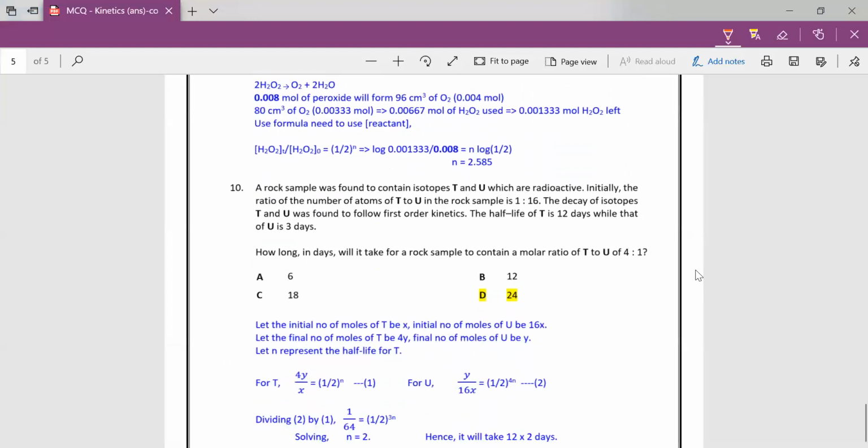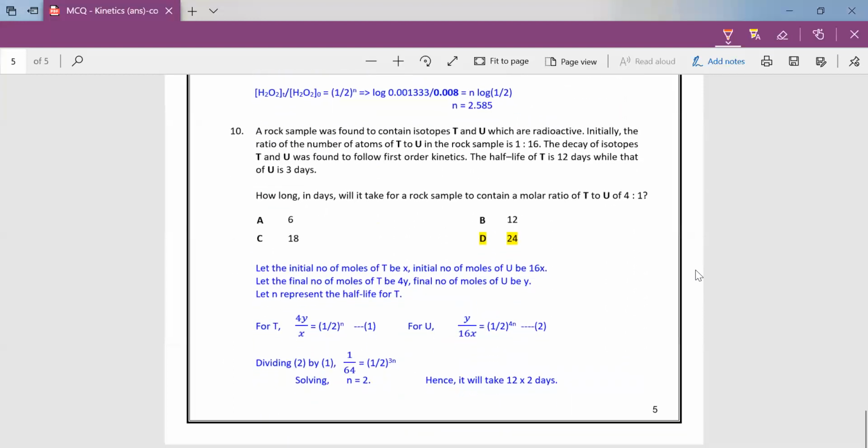Last question. A rock sample was found to contain isotopes T and U, which are radioactive. Initially, the ratio of the number of atoms of T to U is 1:16. Both undergo first order kinetics, with half-life of T being 12 and U being 3. How long will it take to reach a molar ratio of 4:1?